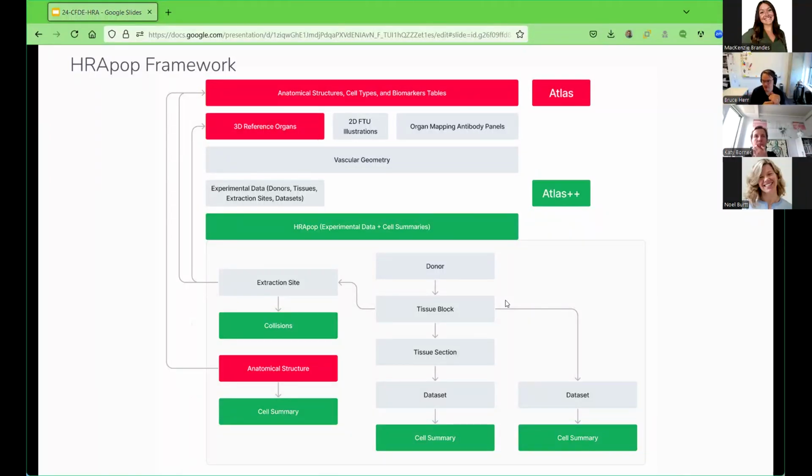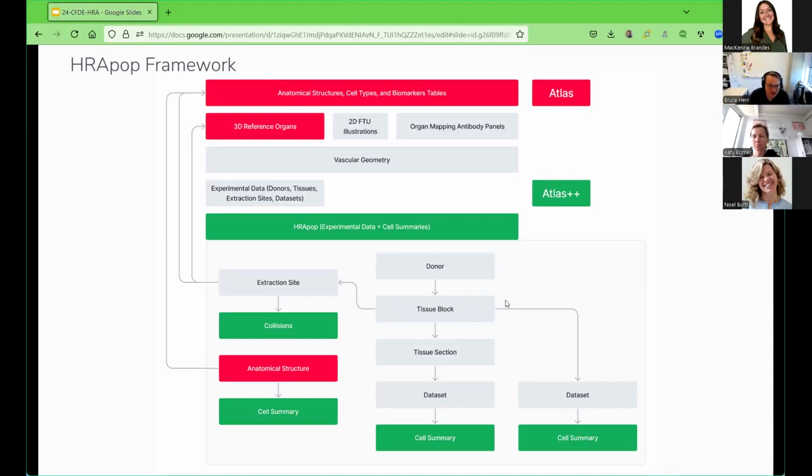And a cell summary is just, this is the population of cells that I found and their cell types. And the cell types are ontology terms that are associated with the atlas. So that's another way where we get data. We now can say this tissue block has cells from this data set of this type and this many. This is the population of that. So that's what the HRA-POP adds.